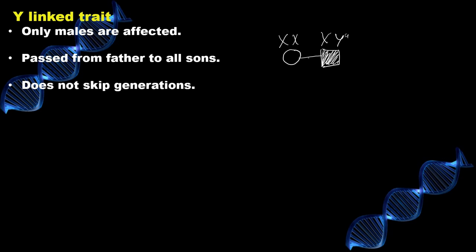Then they have 2 children, one girl child and a boy child. There is no chance for the girl child to be affected, because it is not linked to the X chromosome, but there will be a chance for the male child to be affected, because only the Y chromosome is provided by the father, not by the mother. So in Y-linked inheritance, if a father is affected, his son will be affected.